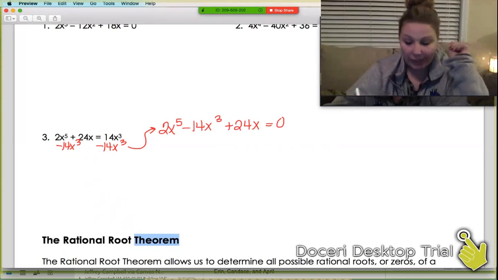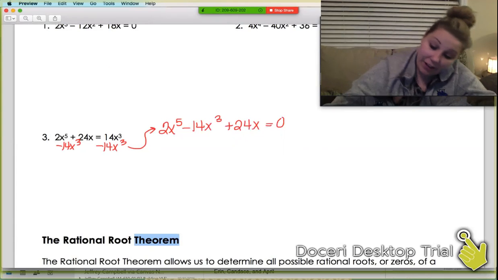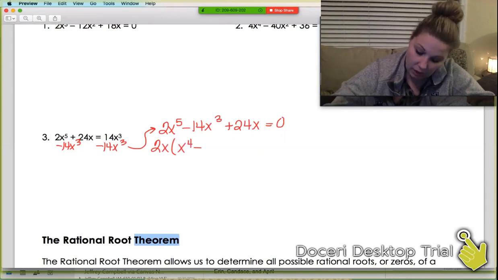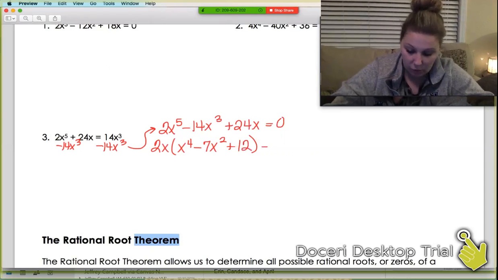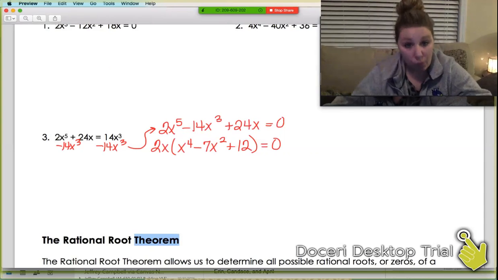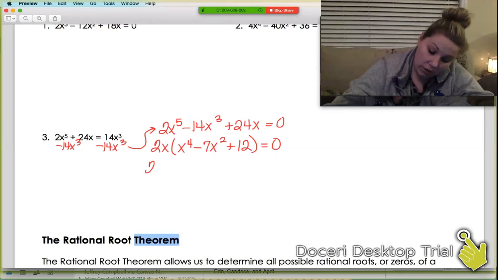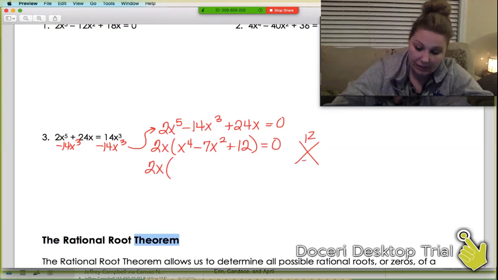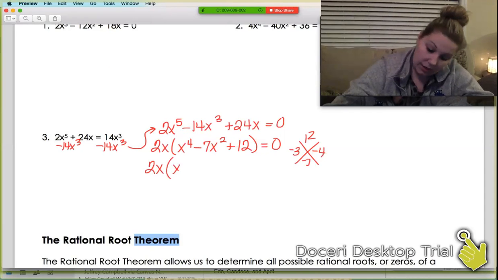So hopefully you did what I said. We can factor out a 2x to start. So we'll get 2x times x to the 4th minus 7x squared plus 12 equals 0. This one is in quadratic form. So when you factor that, I'm going to say multiplies to 12, adds to -7. That's -3 and -4.